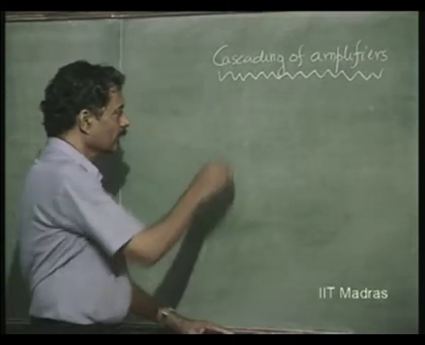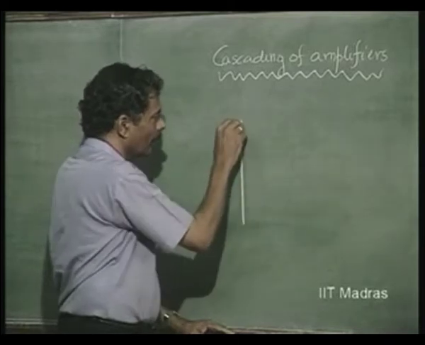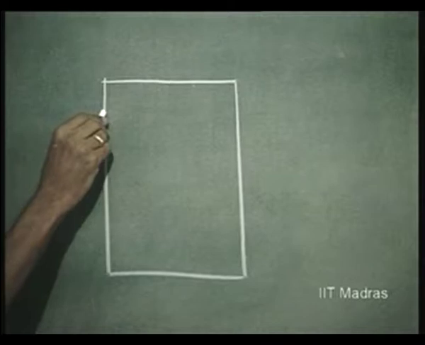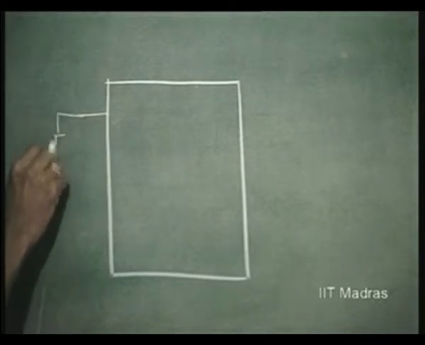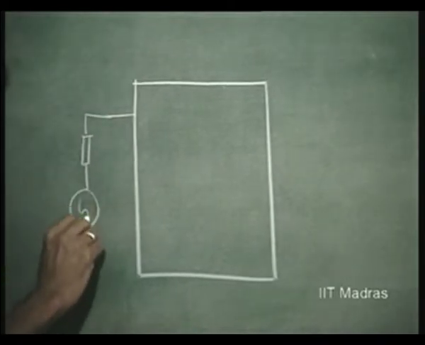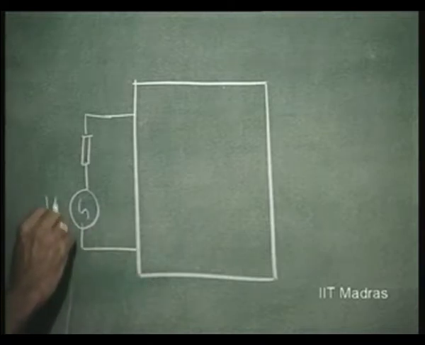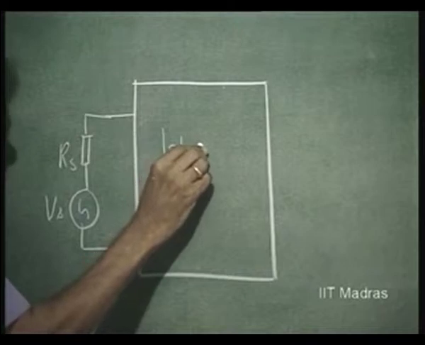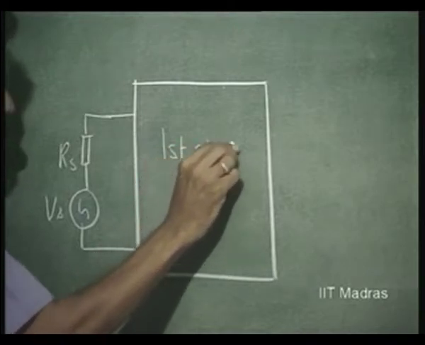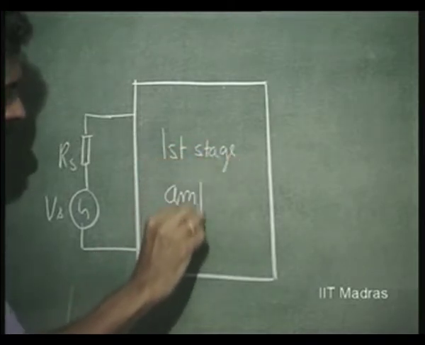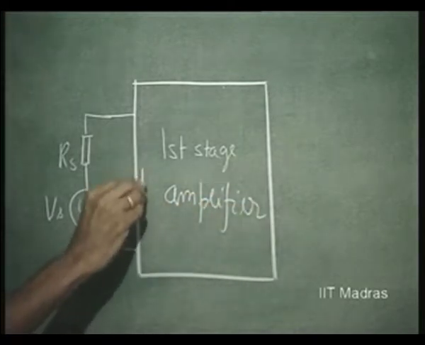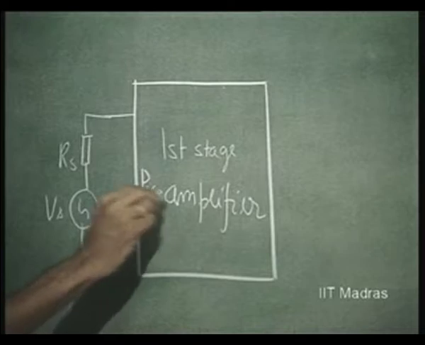So, cascading means we have basically a source and a first stage amplifier, this is normally called pre-amplifier.